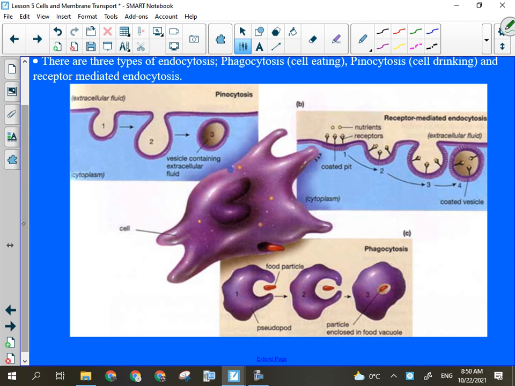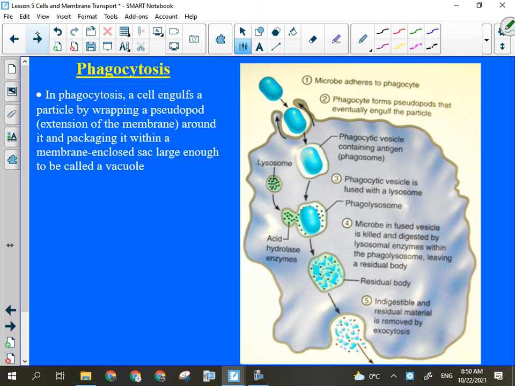So the first one, like we said, is phagocytosis. A cell engulfs a particle, something solid, by wrapping what we call a pseudopod. That's a false foot. Pseudo means false, pod means foot. Wrapping it around whatever the object is, and then taking it in.